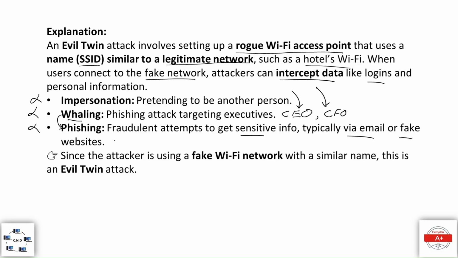Another phishing attack is spear phishing. So spear phishing is also a type of attack, but it is done against a specific group of people. So phishing is more generic. Then we have spear phishing, which may be against a specific group of people, for example, the finance department, and then we have whaling, which is very specific and targets high value individuals such as the CEO and CFO. So since the attacker is using a fake Wi-Fi network with a similar name, this is an evil twin attack.